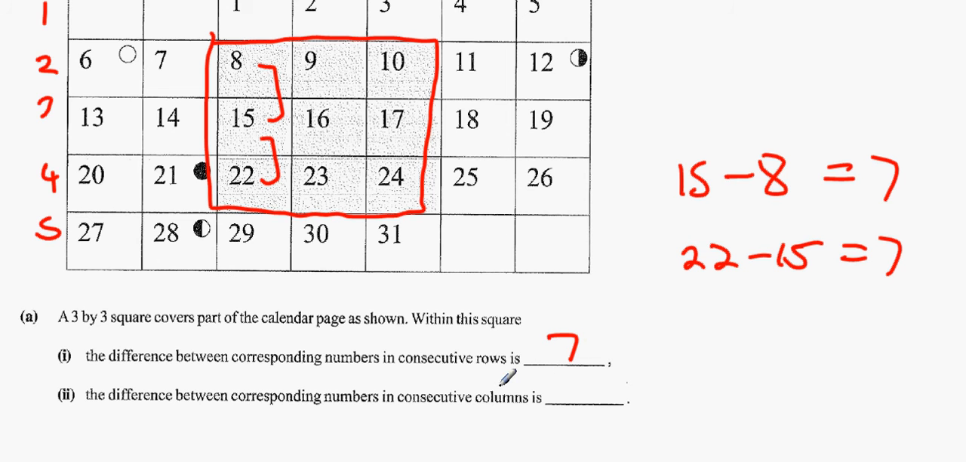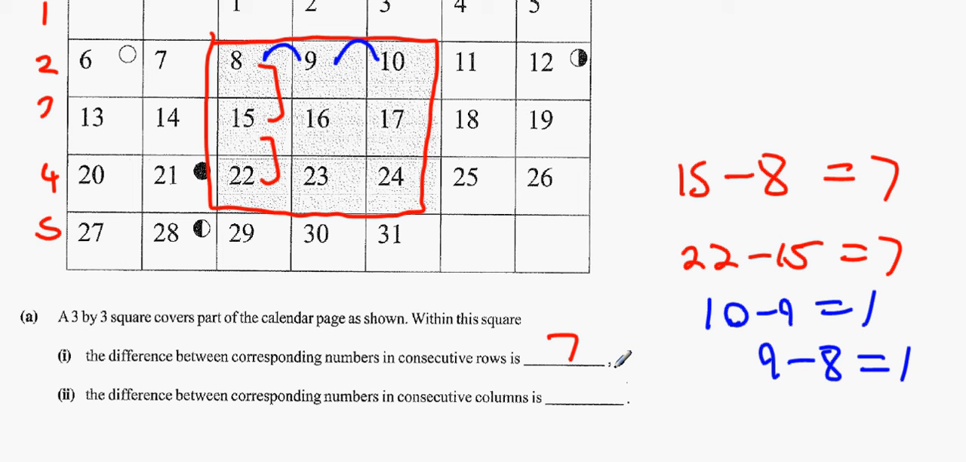The difference between corresponding numbers in consecutive columns. Now consecutive columns would be just the gap in between here. So 10 minus 9 equals 1, or 9 minus 8 also equals 1. Okay, consecutive means basically they're next to each other. So consecutive rows would be 8 and 15. Consecutive columns is 8 and 9, or 9 and 10.